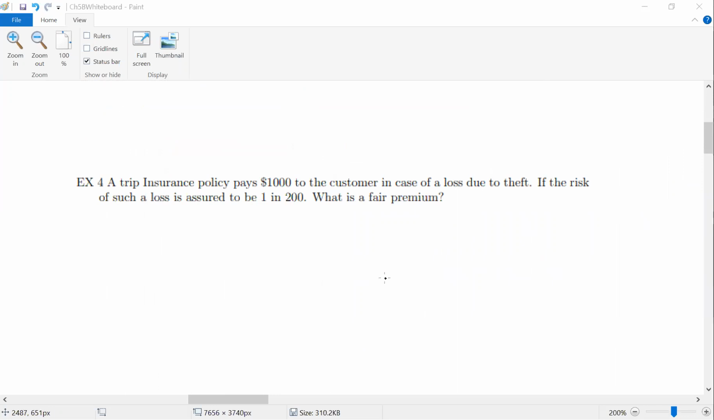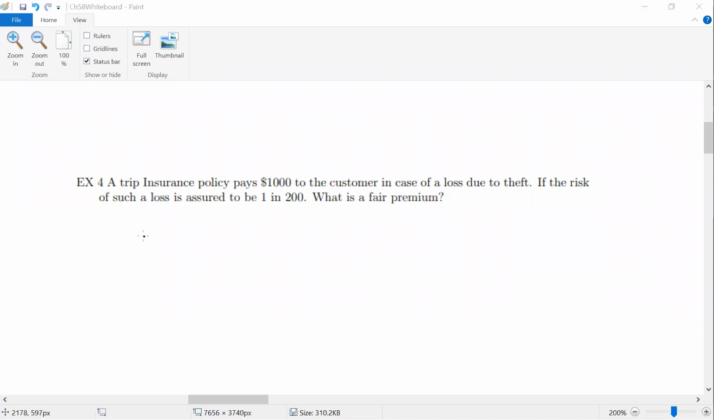So here, $1,000 if someone has theft, risk of a loss is 1 in 200. What's a fair premium? Now, this isn't going to show up on the exam, but I think it's on the WebWork. When we say fair, the idea behind it is that no one's making a profit. The consumers aren't getting screwed, but they're also not getting a really big bang for their buck.